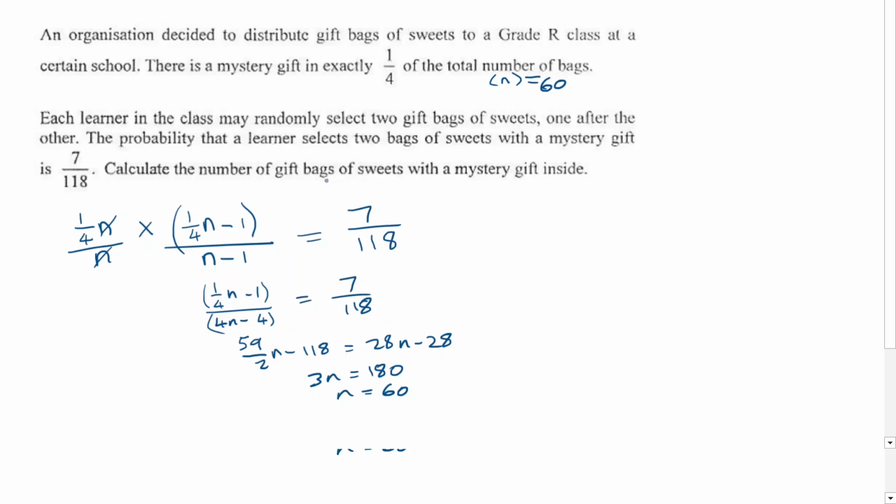So 60 is the exact total number of bags, and they wanted to know, calculate the number of gift bags of sweets with the mystery gift, and that's a quarter of this. So a quarter of 60, so it's just 15. So your final answer for how many bags there are that have a mystery gift inside, it's just 15.